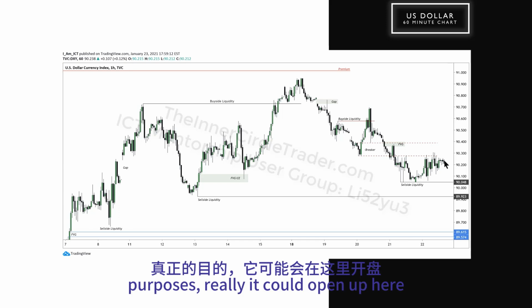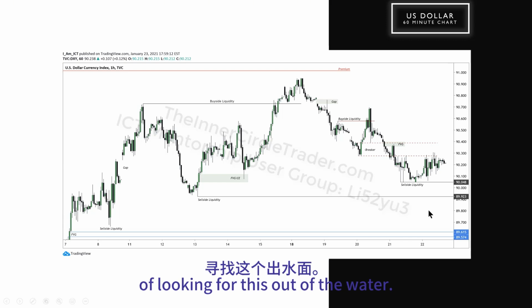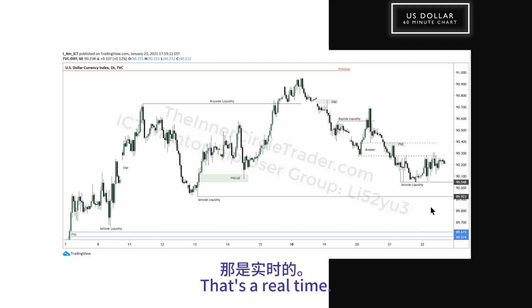For illustrative purposes, really, it could open up here and completely shoot the whole idea of looking for this out of the water. That's a real world event. That's a real time.